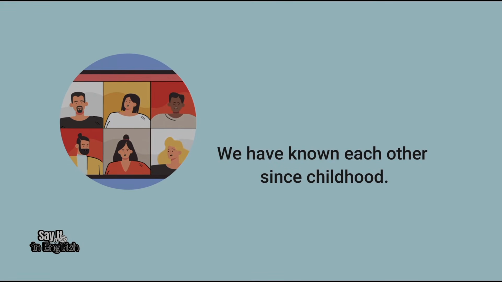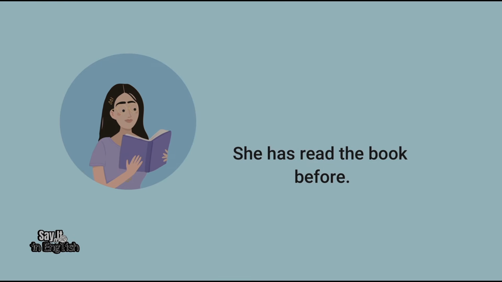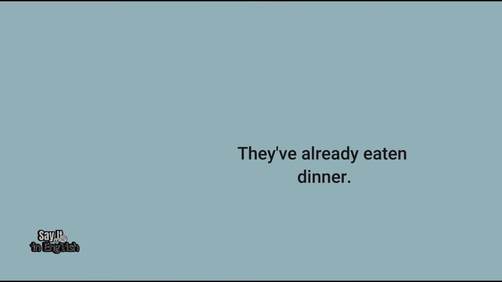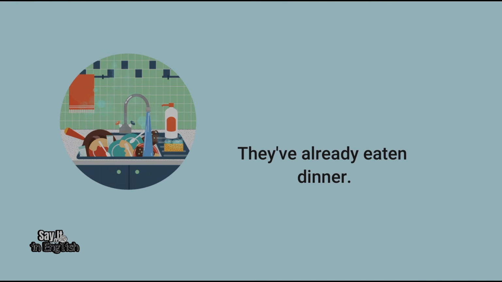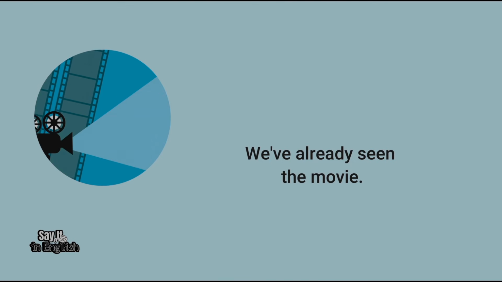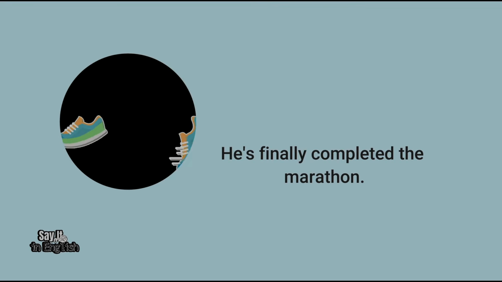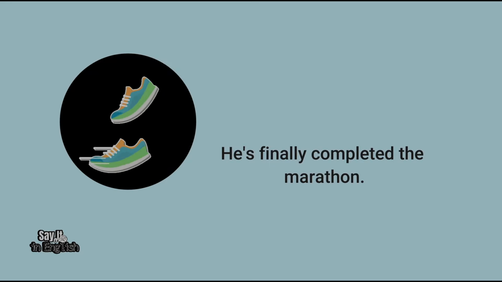Look at these examples. We have known each other since childhood. She has read the book before. She's just finished her homework. They've already eaten dinner. We've already seen the movie. I've lived in this house since 2010. He's finally completed the marathon.